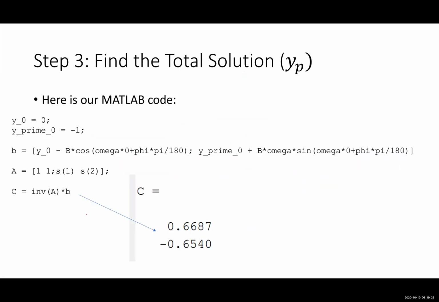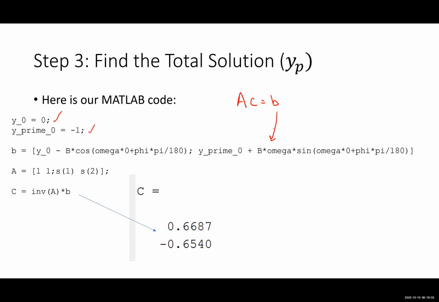All right, so here's what I did, right? I defined y of 0 as some variable, right? That's my initial condition. And y prime of 0 I defined as some variable minus 1. Now, what I have here is I've defined some system that I've written as A times C equals B, like that, where B is this vector here.